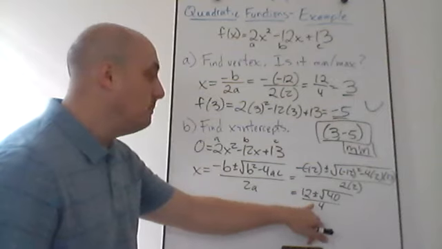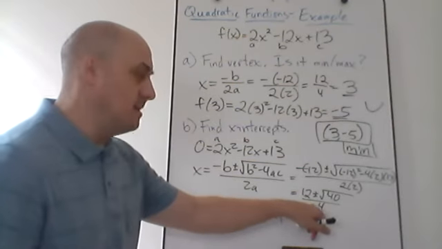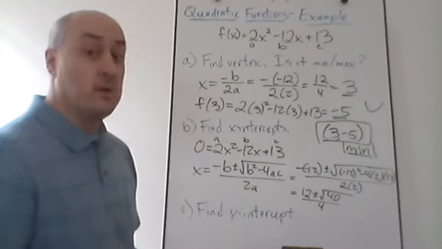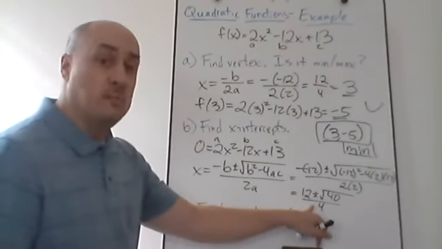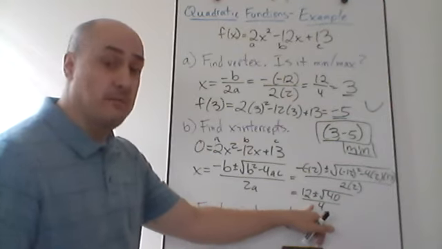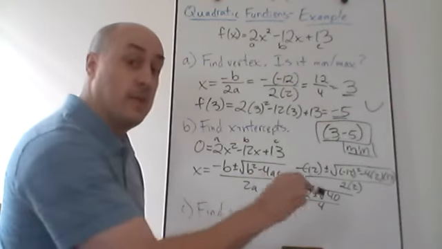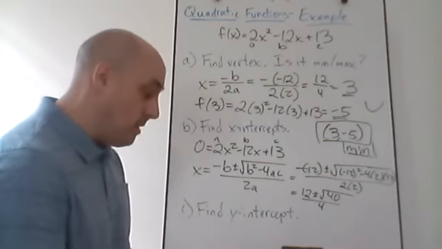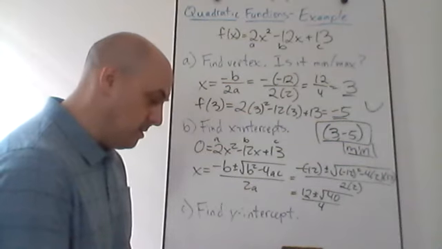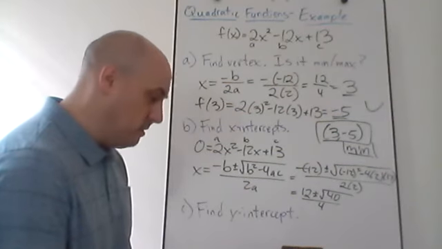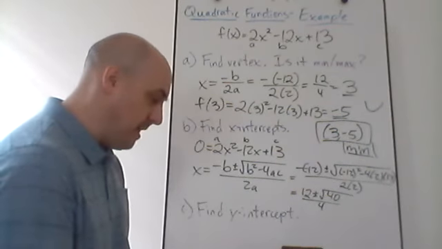So rather than leave my answer as 12 plus or minus the square root of 40 over 4, because when I go to graph this, I don't know where to put the point 12 plus the square root of 40 divided by 4. I don't know exactly where that point is on the graph. So I'm going to actually calculate what this is. I do 12 plus the square root of 40, and then take that answer divided by 4.